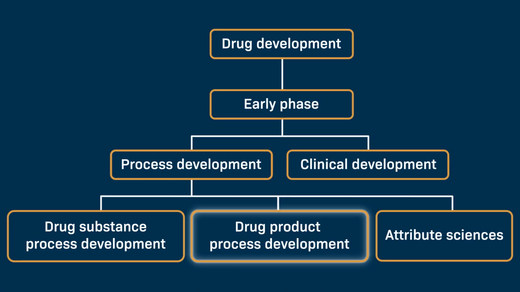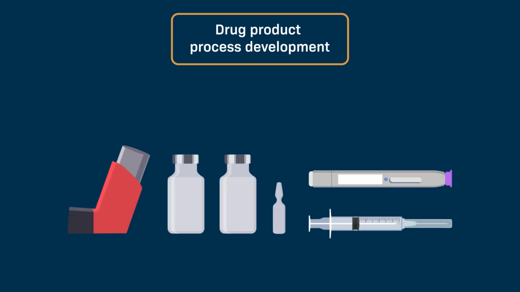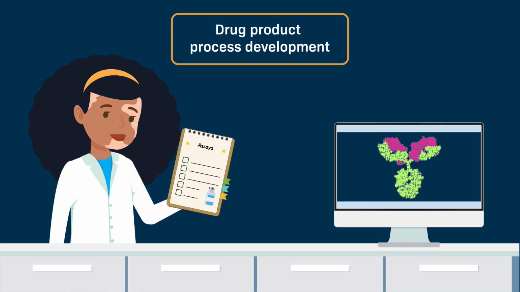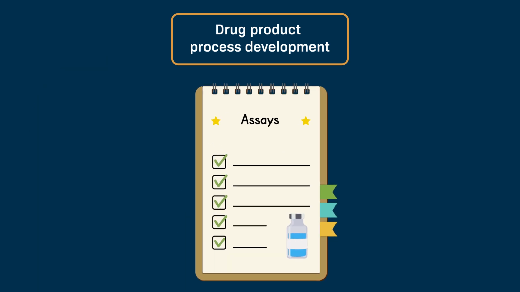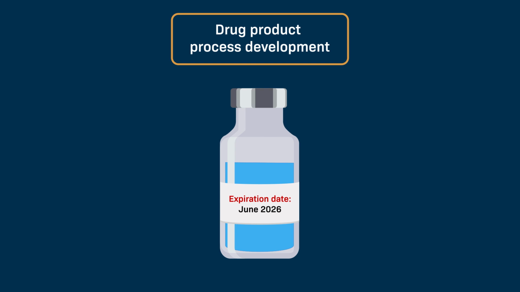In drug product process development, the final formulation of a drug substance is stored in its designated container. For a protein-based therapeutic drug, this is either a vial or a syringe. Various assays are performed throughout the process to ensure the stability of the drug product for the intended storage time.